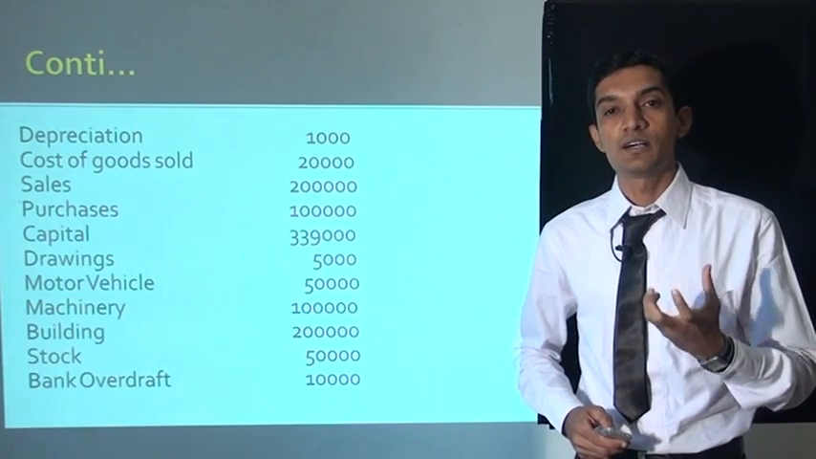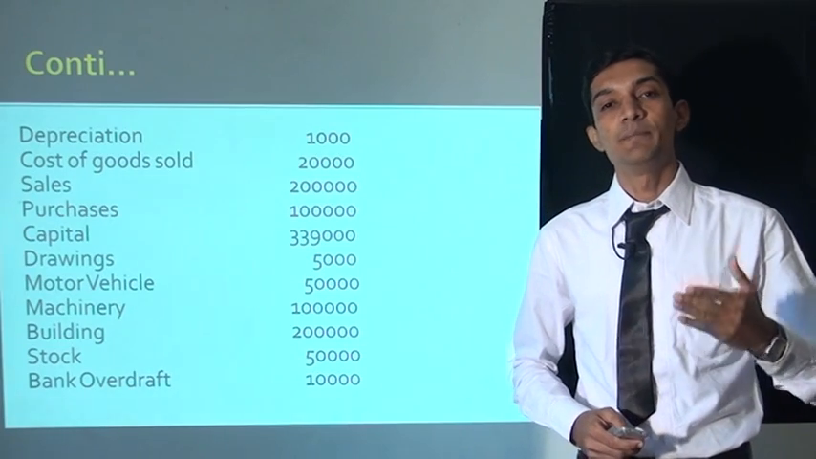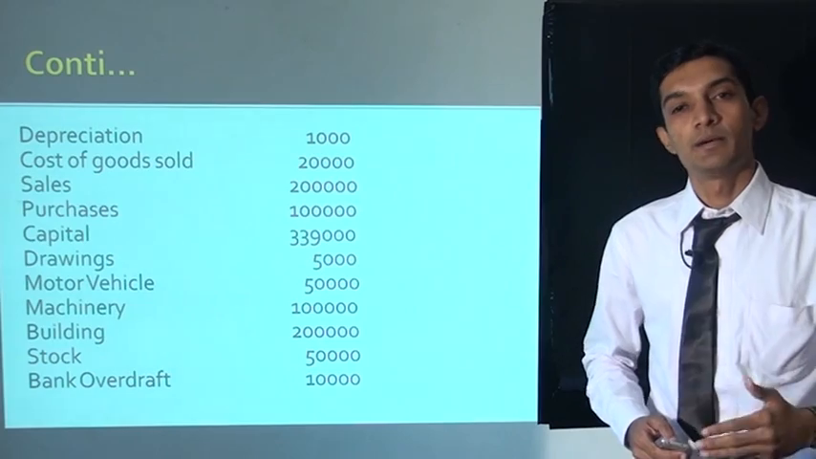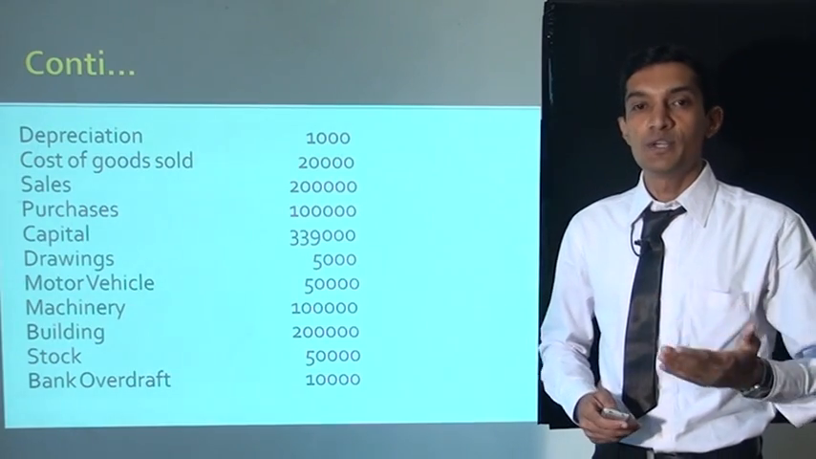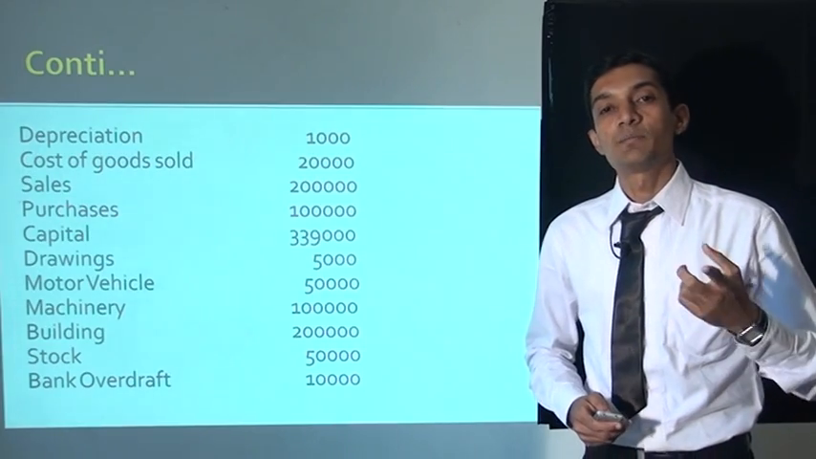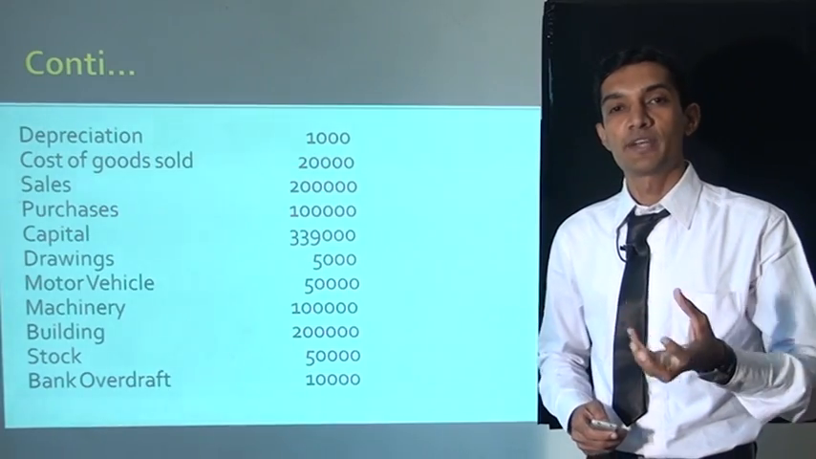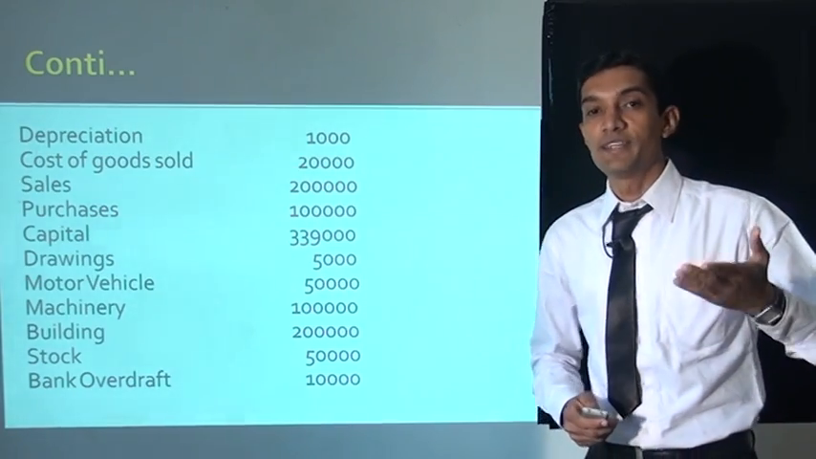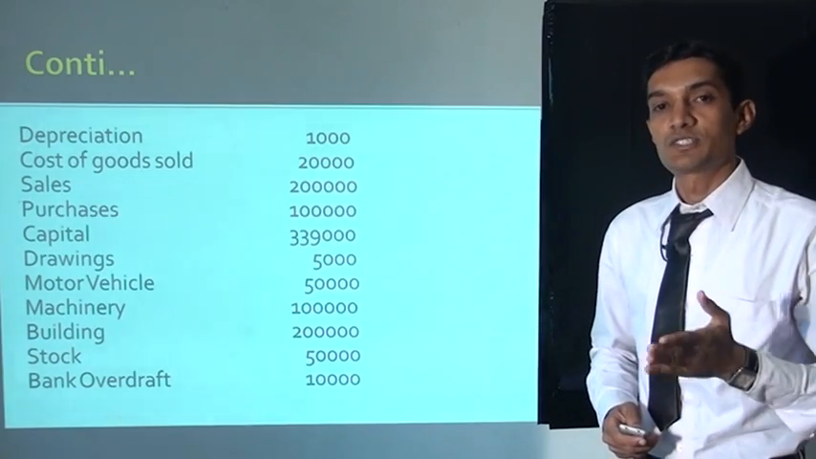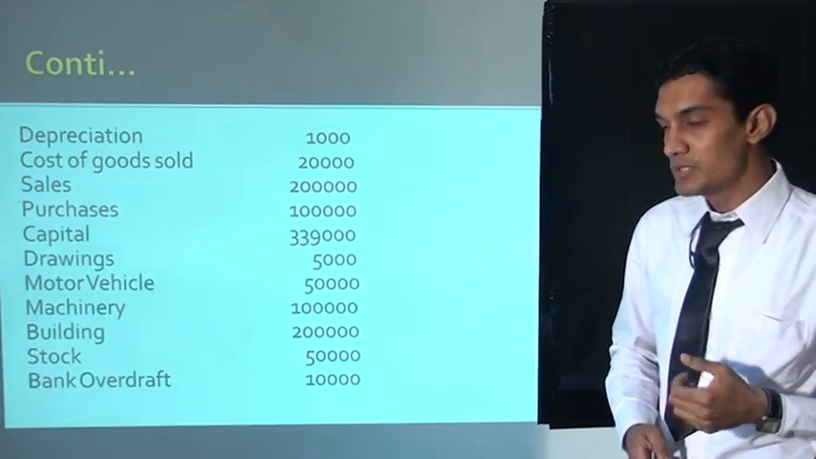Now next is bank overdraft. Bank overdraft is a liability for us, because the bank gives a limit on each and every account, but sometimes the bank allows you to go over the limit. In that situation you take more money from the bank, but you are liable to pay whatever amount you took over the limit. So bank overdraft is our liability. It comes under the credit side on the trial balance. 10,000 rupees.